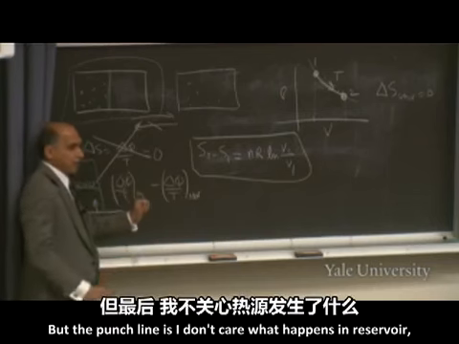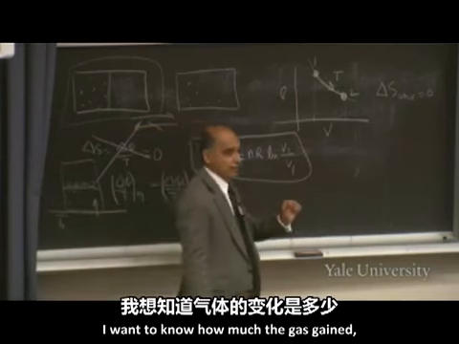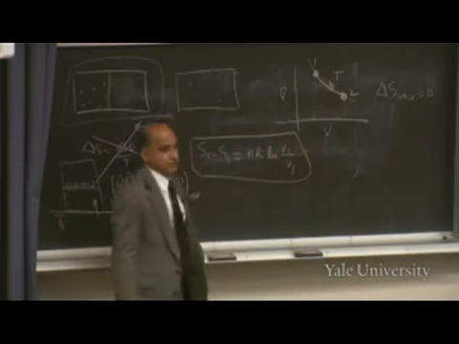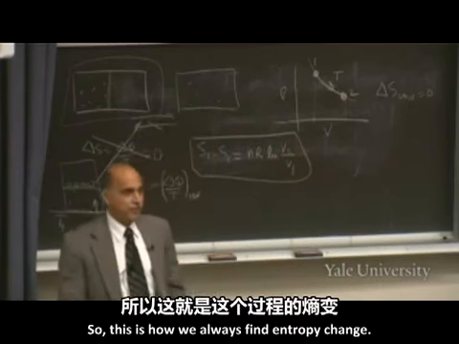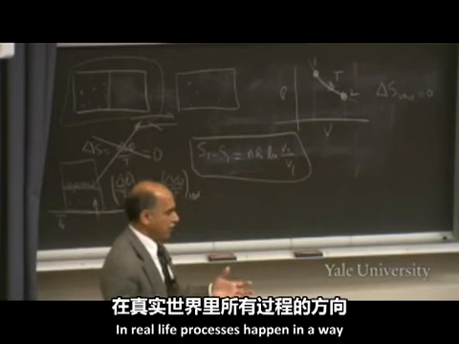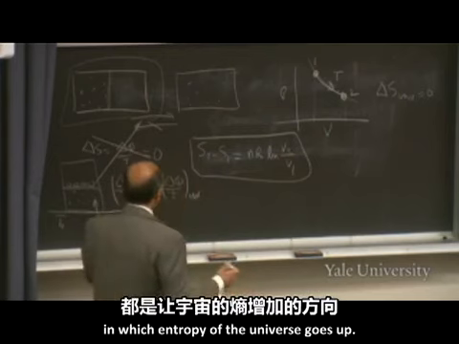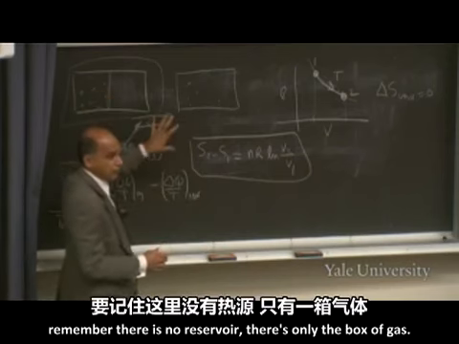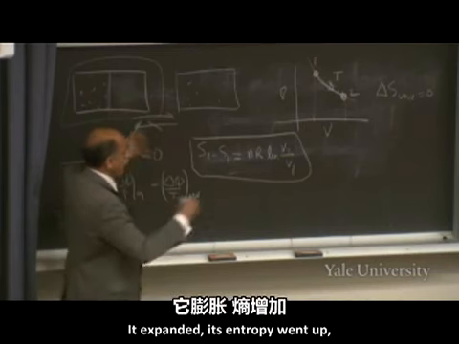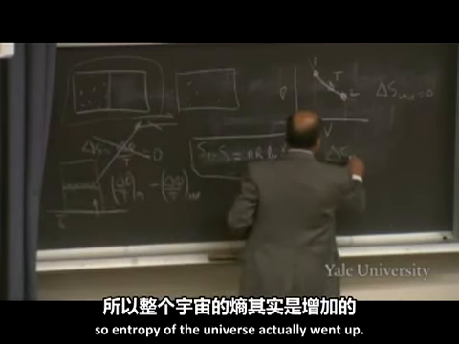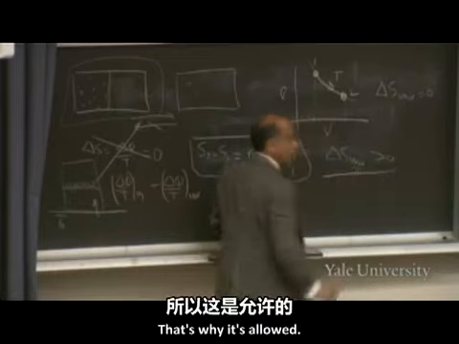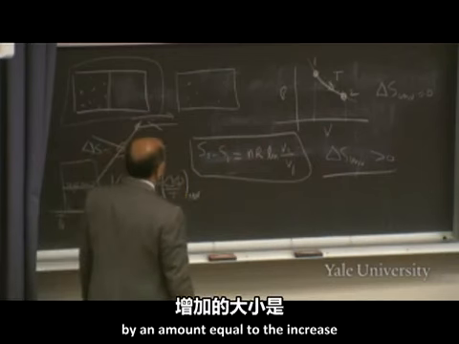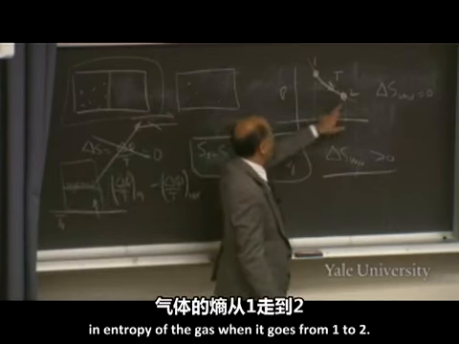But the punchline is, I don't care what happens to the reservoir. I want to know how much the gas gained, because that is the gain I need to find S2 minus S1 for this process. So this is how we always find entropy change. In real life, processes happen in a way in which the entropy of the universe goes up. Take this box. In the real experiment, remember there was no reservoir. There's only the box of gas. It expanded, its entropy went up, so the entropy of the universe actually went up. That's why it's allowed. The entropy of the universe went up by an amount equal to the increase in entropy of the gas when it goes from 1 to 2.